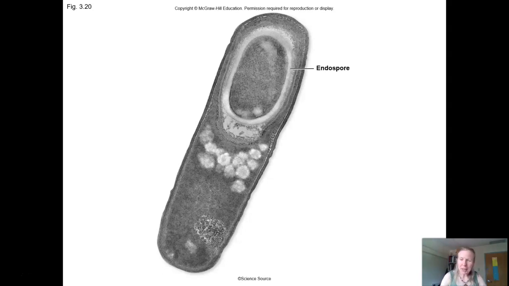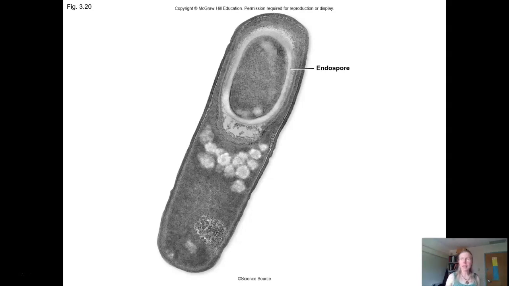Okay, bacteria can make a structure called an endospore. And endospores are dormant bodies that survive extreme environments. Like, these are the hardiest of all life forms. They can survive outer space, extreme heat, drought. You can freeze them, right? That's an endospore. It's this dormant body.